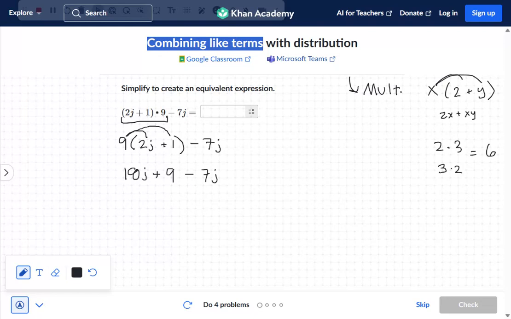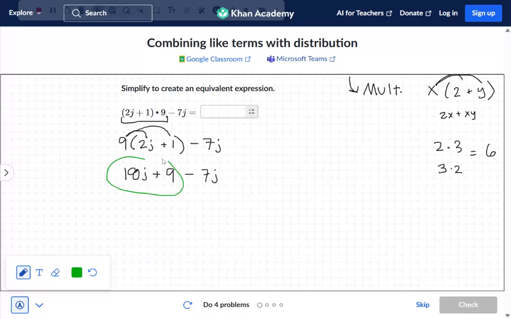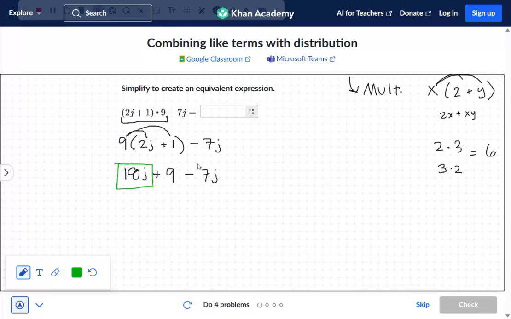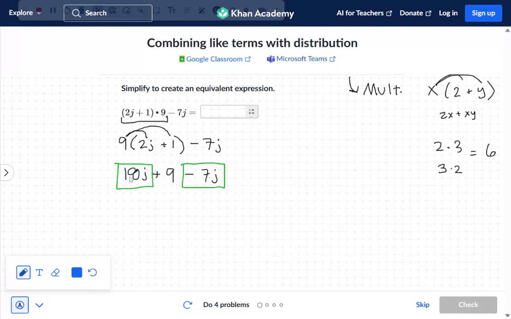Is there anything, any like terms that we see? Anything that is similar, right? We're scanning 18j plus 9 minus 7j. And sometimes it's tempting. We're like, ooh, these are both divisible by 9, right? But they actually wouldn't be like terms. Remember, like terms are constants, plain old numbers, or they would have the same variable, same exponent. So in this case, that would be focusing on the j's. These are like terms because they both have a j, right? It's like 18 cookies plus 9 something else minus 7 cookies, right? So same like unit if you want to think about it like that.